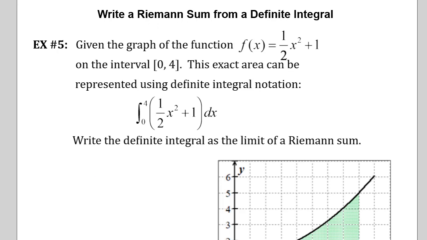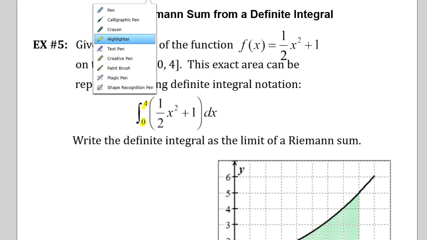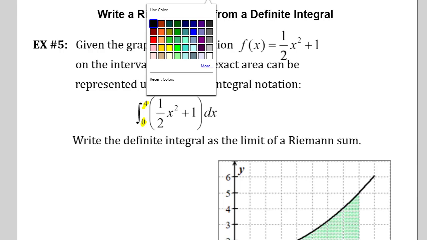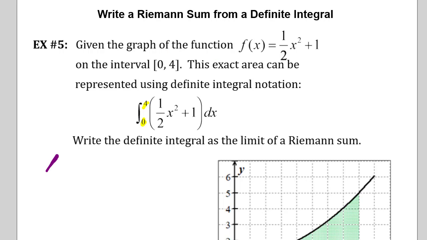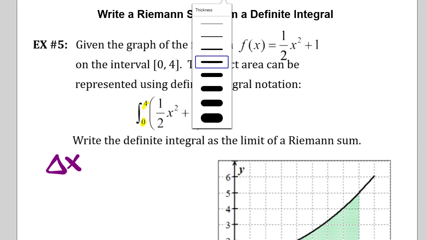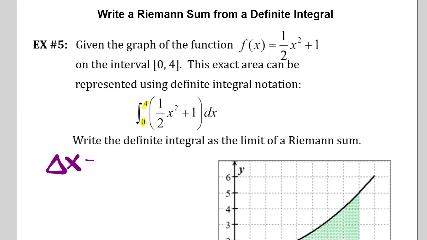All right, so we're trying to write the definite integral as the limit. So the first thing I want to do is note that the integral goes from 0 to 4. Okay, and so I can figure out my delta x. Delta x is equal to b minus a over n, or 4 minus 0 over n. So our delta x is 4 over n.